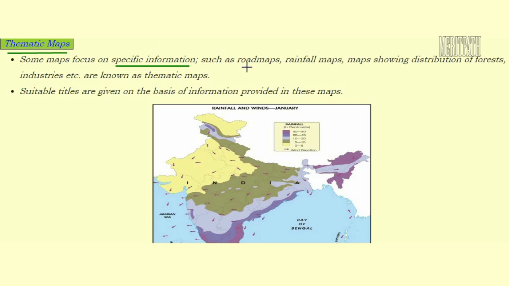This specific information can be road maps, rainfall, or maps showing the distribution of forests, industries, etc. So one specific piece of information is shown in thematic maps, either road information, rainfall, or the distribution of forests, industries, etc. Suitable titles and names are given on the basis of the information provided in these thematic maps.